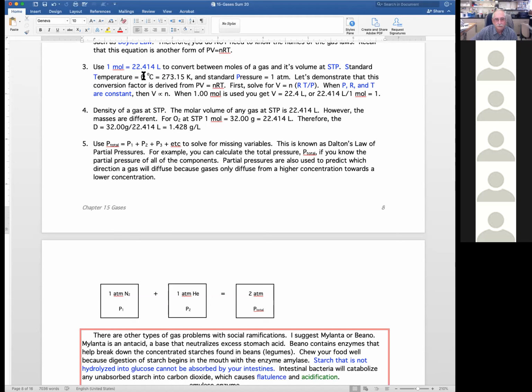Then another one is that we might solve for the density of a gas at STP. Very simple, actually. So the molar volume of any gas at STP is 22.414 liters. That's what we have over here. Okay? But the masses will be different. So for oxygen at STP, 1 mole will always be 32 grams, but at STP, its volume will be 22.4 liters. So what is the density of oxygen? I just do the math. 1.4 grams per liter.